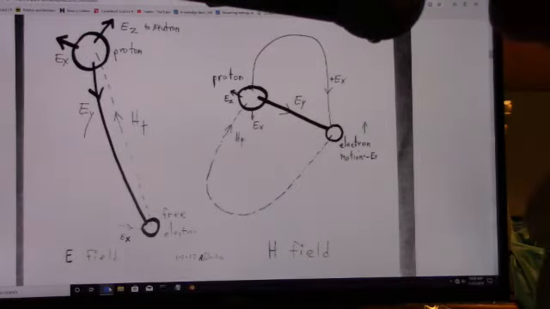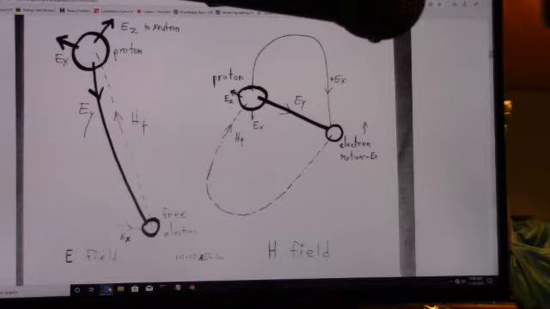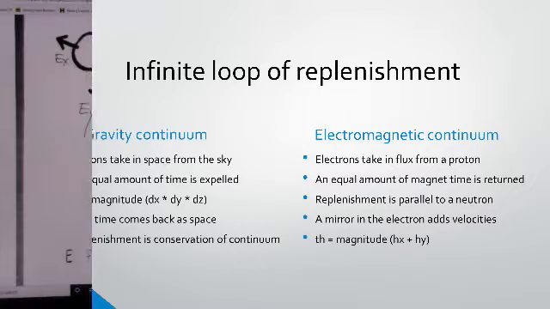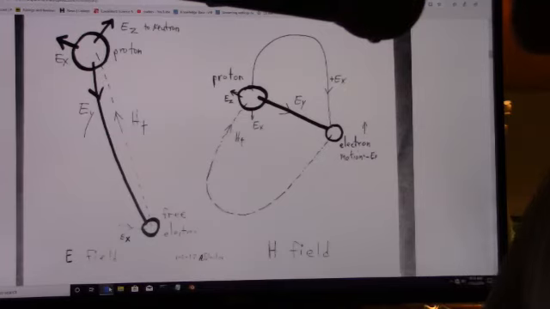So that's replenishment. Just like in our big universe, there's also a replenishment going on in the gravity continuum, where, as I was saying, space comes in to the Earth, time grows out in an equal amount, and then all that space that's going in to the Earth gets replenished from the edges of the universe in this idea of cosmology. And it's much like the atoms, just on a much bigger scale.